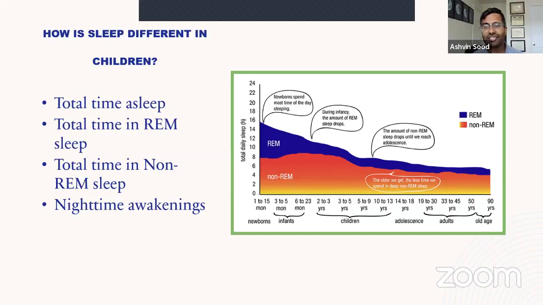And it's not just the amount of sleep that changes during development, but importantly, the balance between different sleep stages also changes. So generally, as you grow older, you get less and less slow wave, or that deep sleep, while that proportion of light, non-REM sleep, or N2 or N1 sleep increases.